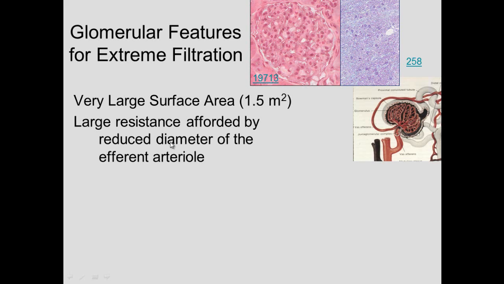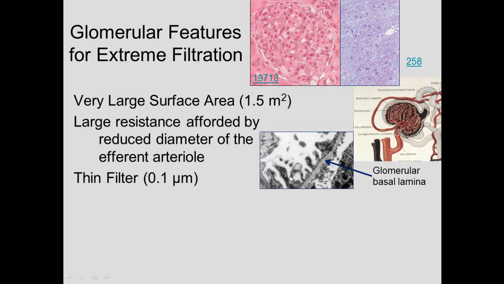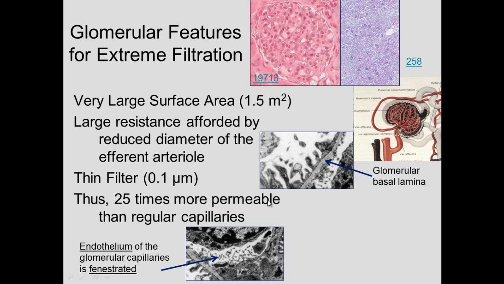glomeruli. It also has large resistance afforded by the reduced diameter of the efferent arteriole. So the afferent and efferent are smaller. That produces a pressure head in the glomerulus for the fluid to go through to produce a filtrate. Thin filter, very thin. Endothelial cells, podocytes, and the basal lamina.